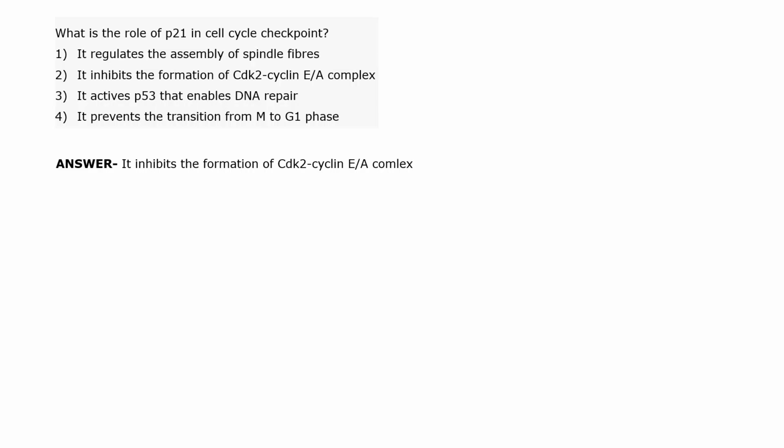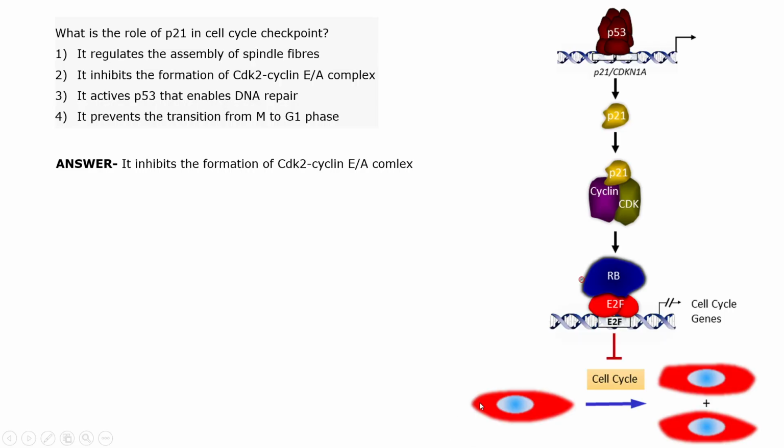Okay, so the answer to this question is option number 2. It inhibits the formation of the CDK2 cyclin E or A complex. So this is the basic function. You know the P53 there, right? P53 is also called a tumor suppressor gene. Whenever it is active, it suppresses tumor generation, and it promotes apoptosis in certain cases.